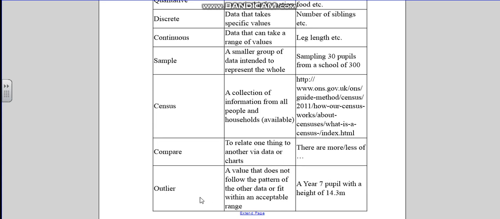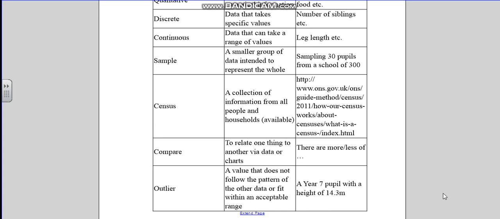Okay, and an outlier is a value that does not follow the pattern of the other data or fit within an acceptable range. So an example here is a year 7 pupil with a height of 14.3 metres. Okay, well, if you think that a bus is 3 metres high, you're unlikely to have a pupil that's 14.3 metres high. So that's an outlier. It suggests that something's not quite right.